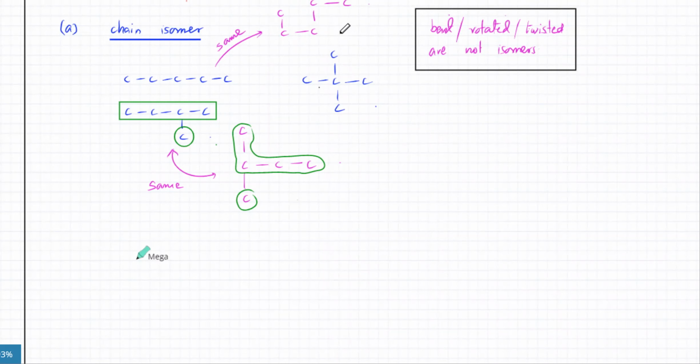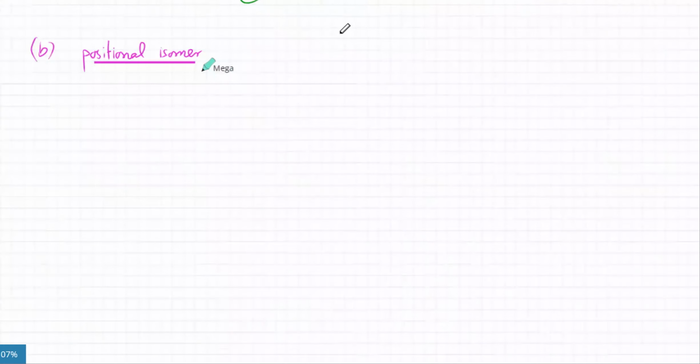So next, part B. This is the second type of isomers, known as positional isomers. And remember, we're still talking about structural isomers. So what's a positional isomer? That's a subtype. With a positional isomer, you change the position of a certain group.